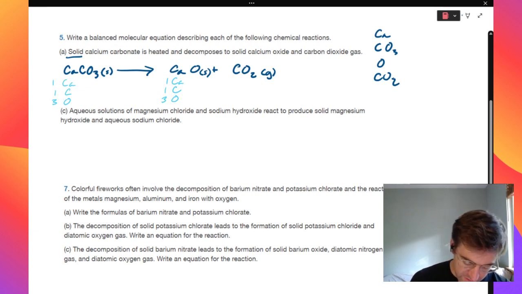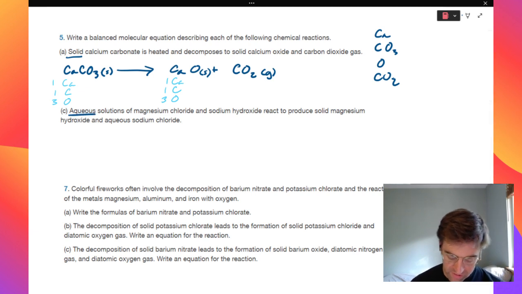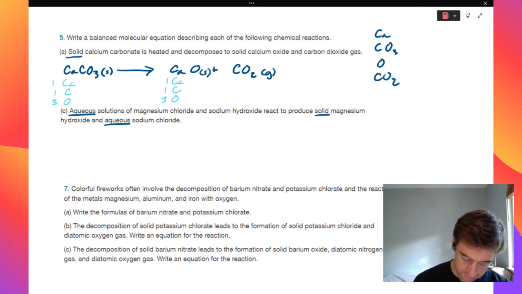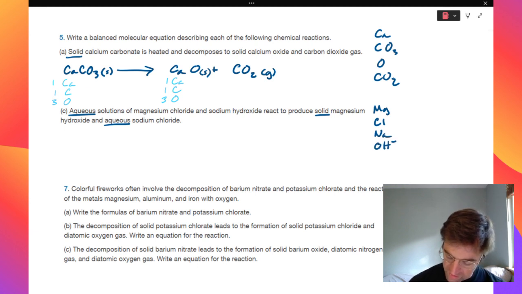We have an aqueous, meaning in water, and aqueous solutions of magnesium chloride and sodium hydroxide react to produce solid magnesium hydroxide and aqueous sodium chloride. All right. So we've got magnesium. We know we're going to have chlorine. We know we're going to have sodium. We're going to have hydroxide that has a negative charge on it. And magnesium has a +2.